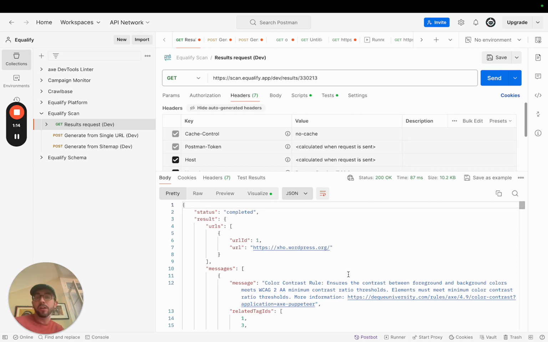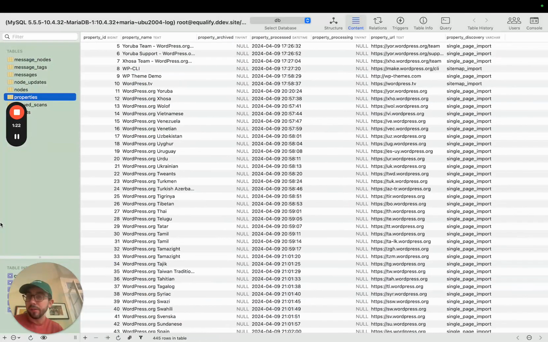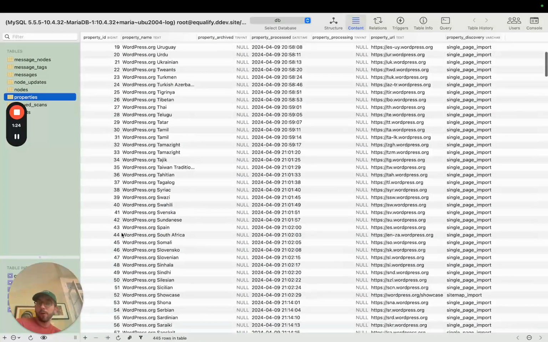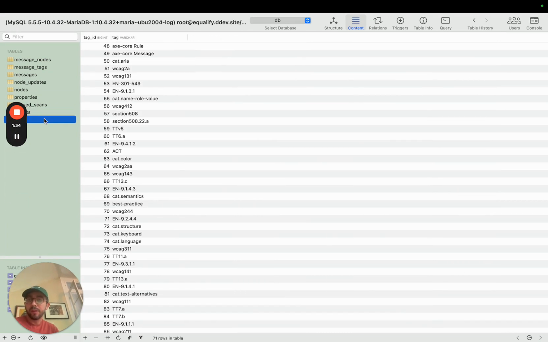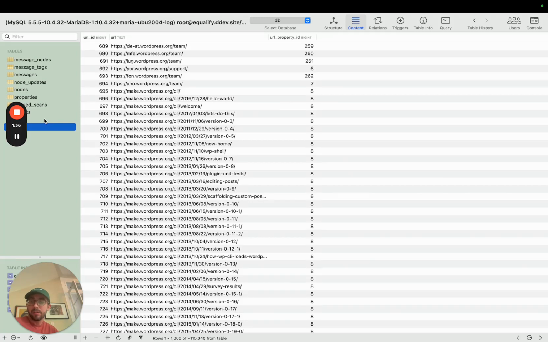We did tune it a little bit to make sure we weren't getting as many false positives as Axe Core out of the box. But in the end, here's what we did. We had 445 properties. These are just different sites within a .org system. And from these properties, we were able to get 115,000 URLs. So we trimmed some of the URLs here.